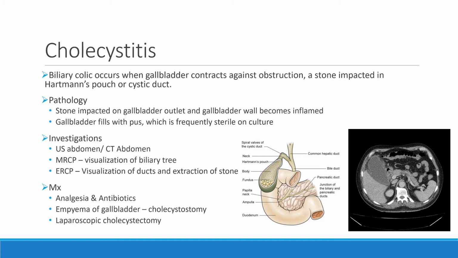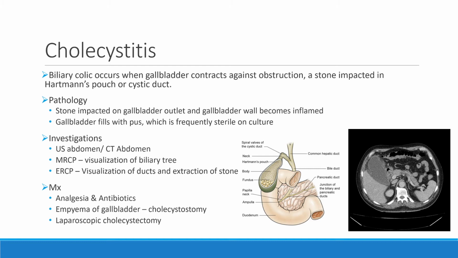A complication of gallstones could be gallstone ileus. That means the gallstone ulcerates through the wall of the gallbladder into the duodenum, so it forms a fistula from the gallbladder into the duodenum. It passes through the small bowel into the distal ileum, resulting in a mechanical obstruction known as gallstone ileus.